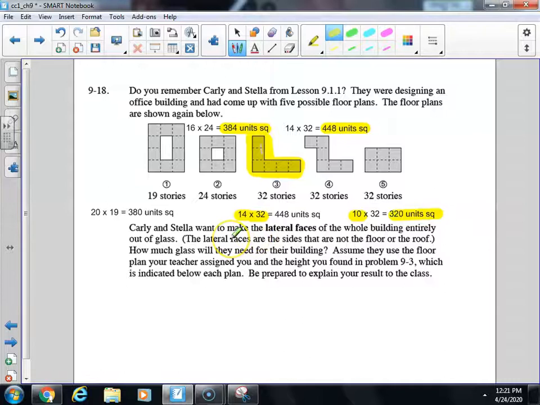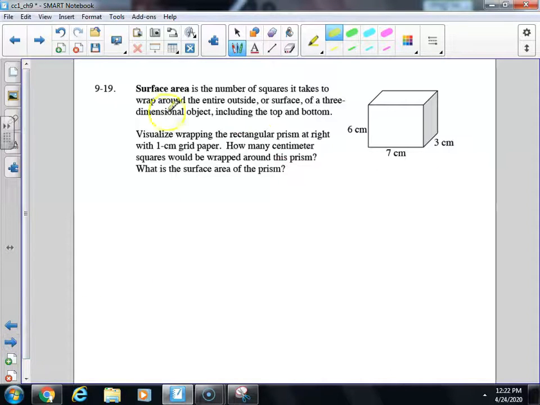So we're going to go ahead and move on to question 19. So surface area, this is a new term for us. It's just like finding area, but it's the area of all of your surfaces.